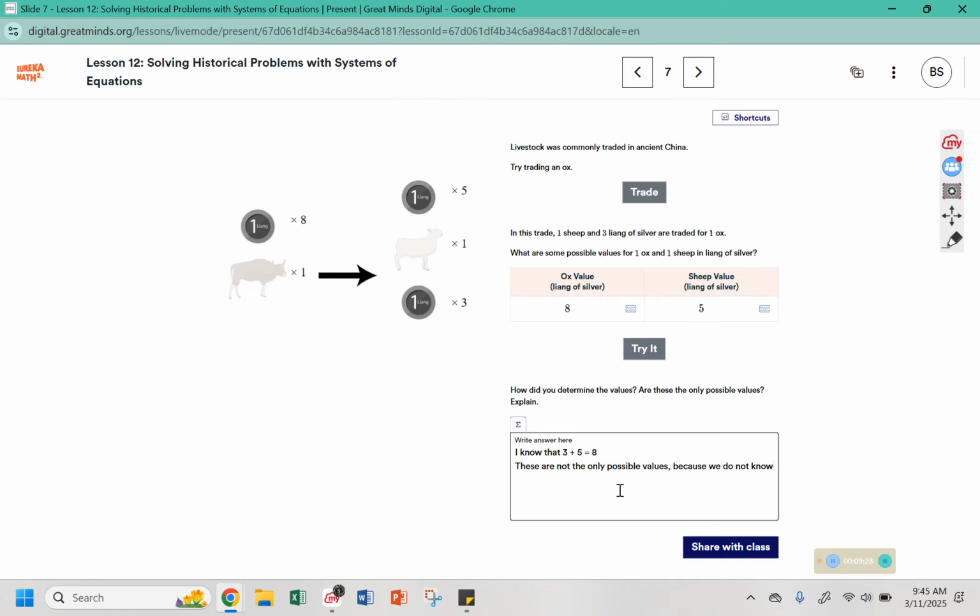We do not know how much the ox is worth. If we did know how much the ox would be worth, we could work backwards to figure out how much the sheep was worth.